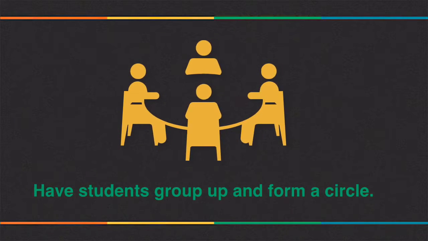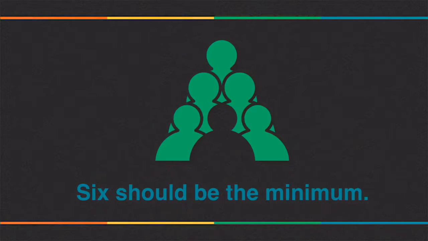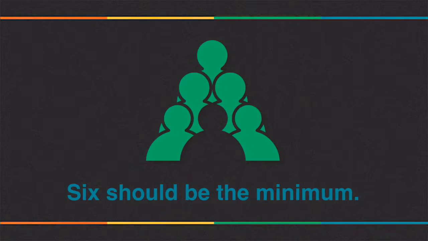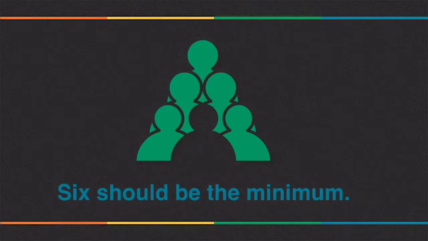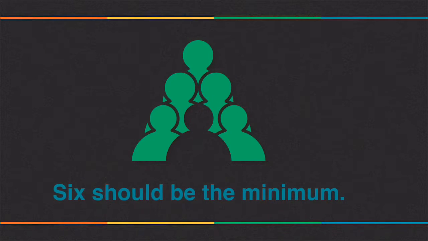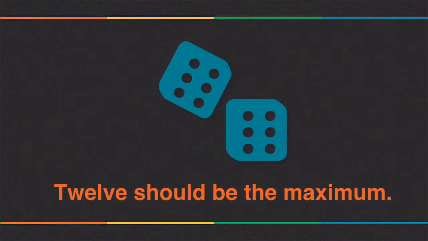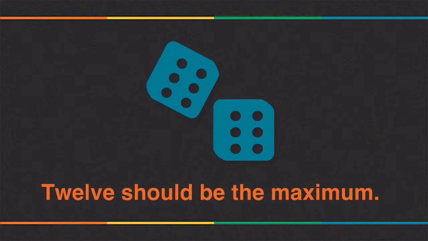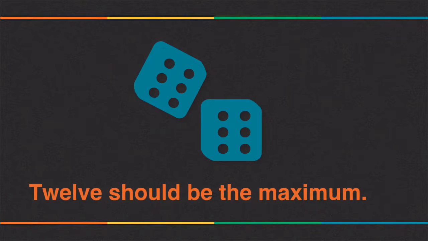Once they form up, they should make a circle. I think 6 is the minimum number of students that you should use. Anything less than 6, and there usually tends to be a weak link who gets picked on in the game, and it doesn't really make it fair for everybody else. On the other hand, I think the maximum number of students should be 12. Anything more than this, and you're losing out on the repetition that makes this game so effective.